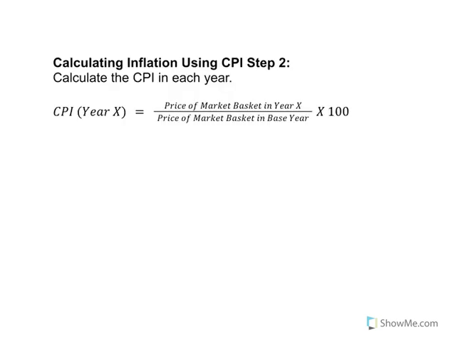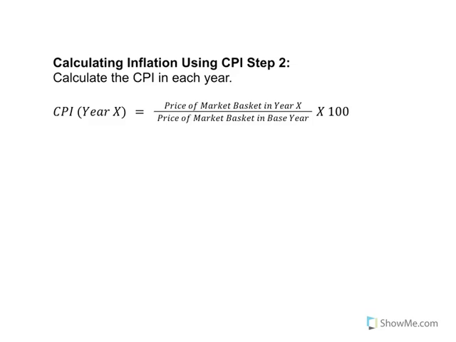Now what we want to do is actually get the CPI in each year, and to do this we need a formula. And so here's the formula for CPI. So if I wanted to find the CPI in year X, let's say, I would take the price of the market basket, the total cost of the basket in that year, I would divide it by the cost of the basket in the base year, and then I'd multiply that result times 100.